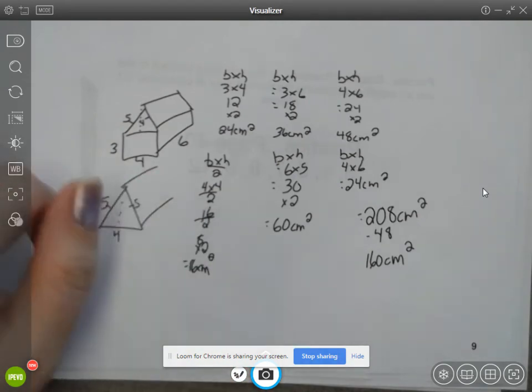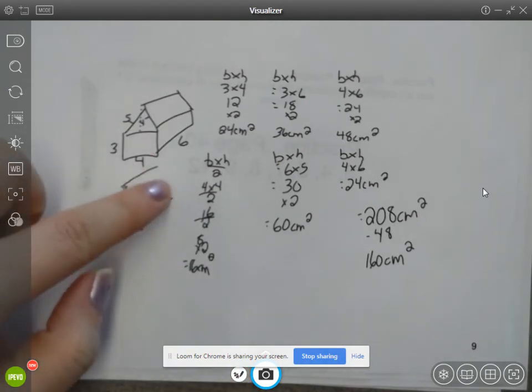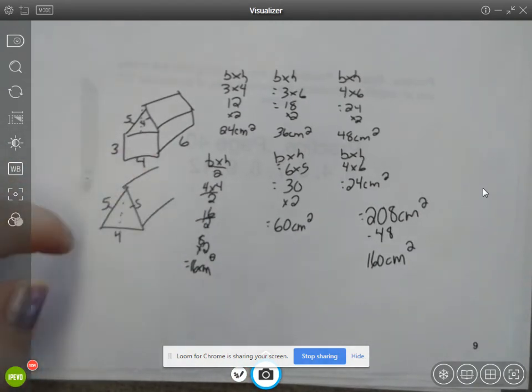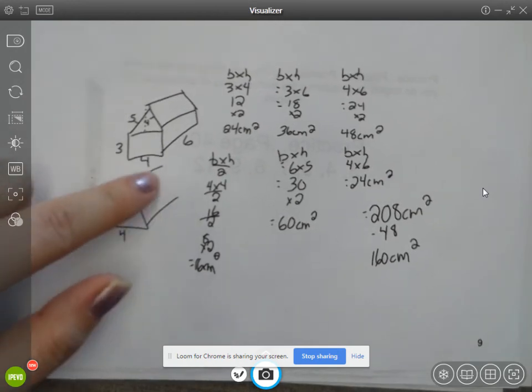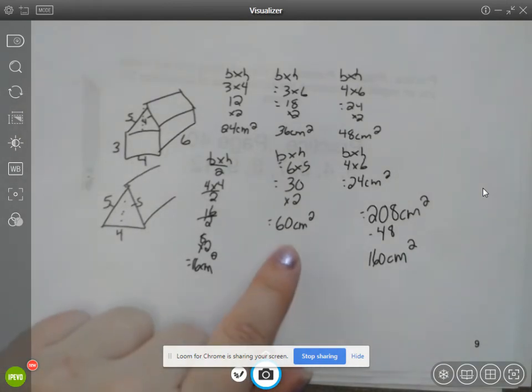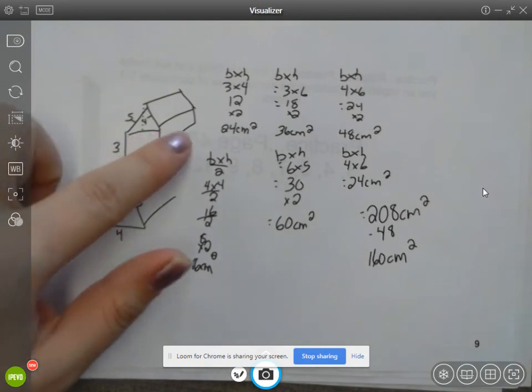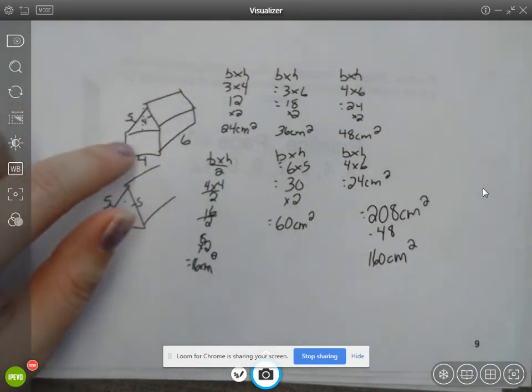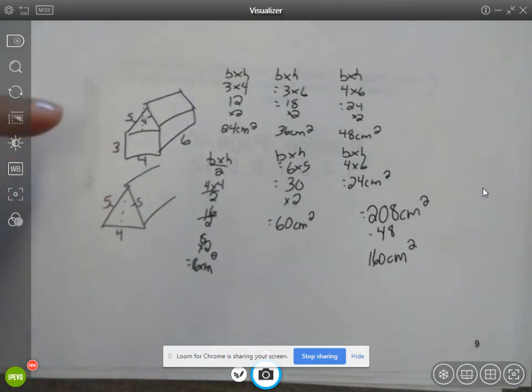Then in your triangular prism, you know you have 3 rectangles. In this case, I know that the 2 sides of my roof are identical. So those are a 5 by 6. That's 30, and I have 2, so it's 60. But the bottom of my roof is 4 times 6, which is 24, and there's only one of those.